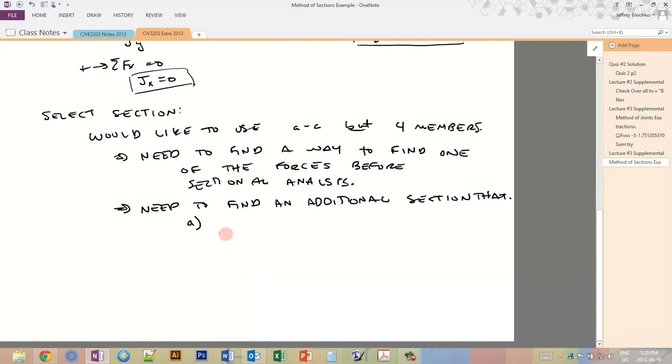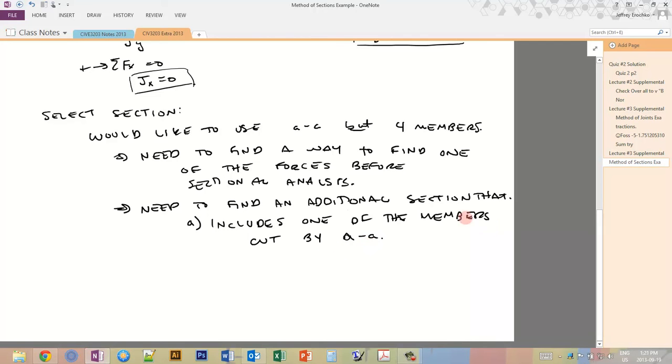First, it has to include one of the members that are cut by AA. And the reason for that is that we need to find the force in that member, so we obviously have to include it in the second section. So we're trying to reduce the number of unknowns in section AA by finding one of the forces ahead of time using an alternate section. So this is what we're doing.